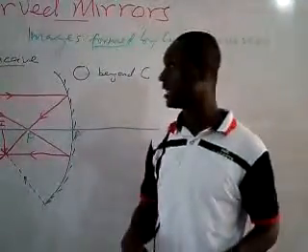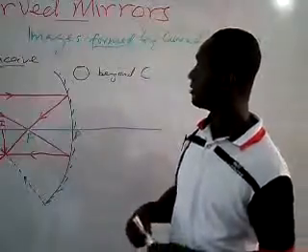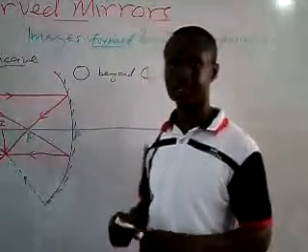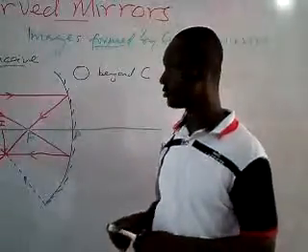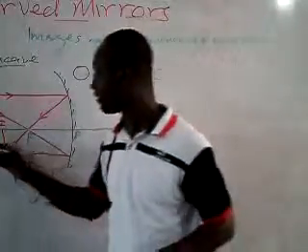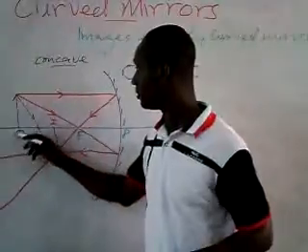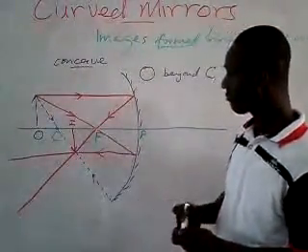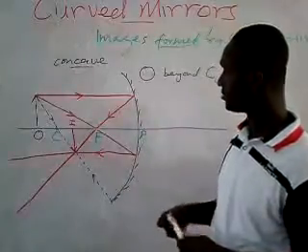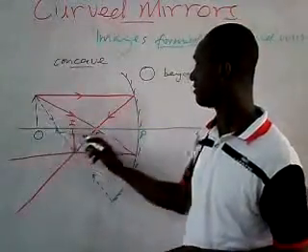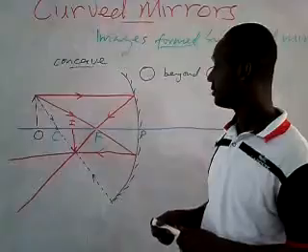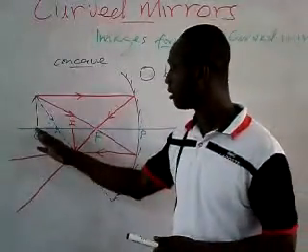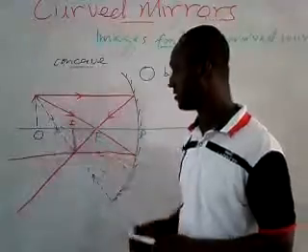Good. In our last video, we started images formed by curved mirrors, and we were on concave mirrors, where I placed the object beyond C, that's the center of curvature. And we saw that the image was formed between the center of curvature and the principal focus. Now, let's place the object also at C.